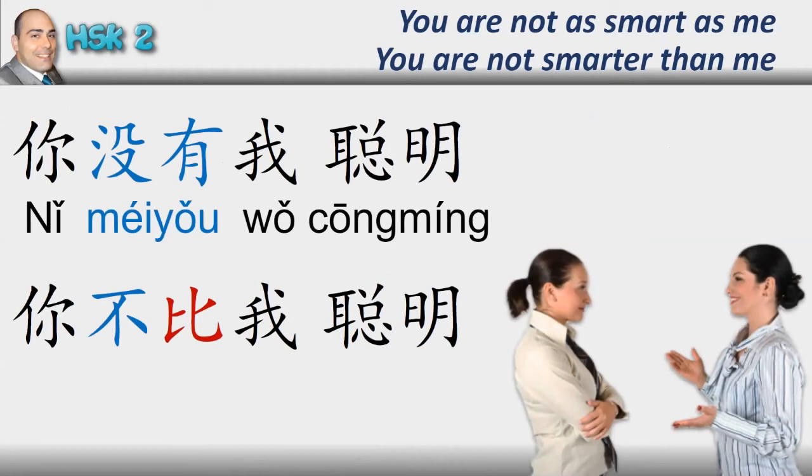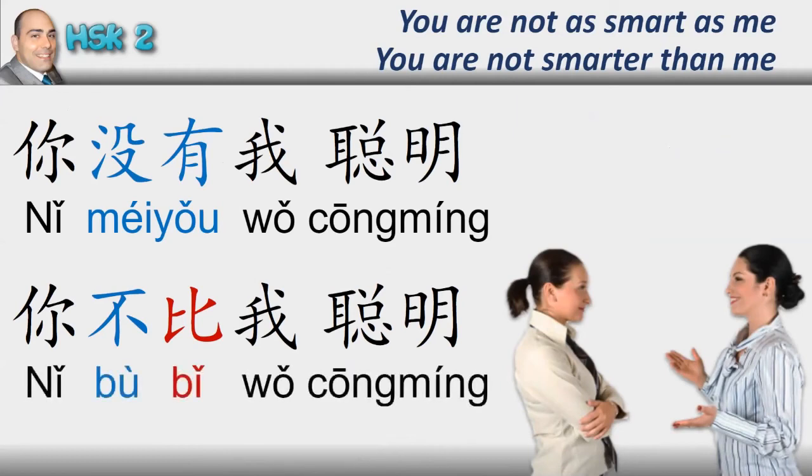So what I'm saying here is that you don't reach my point, my rate of intelligence. But the second one, 你不比我聪明. You are not smarter than me. Maybe we are equally intelligent. But the point here is that you are not more intelligent than me.